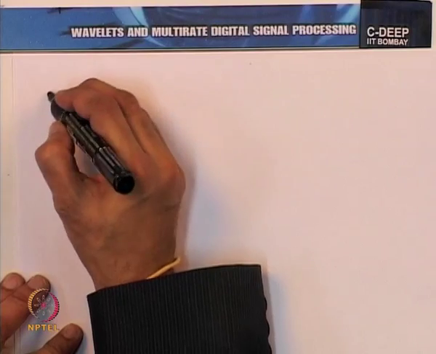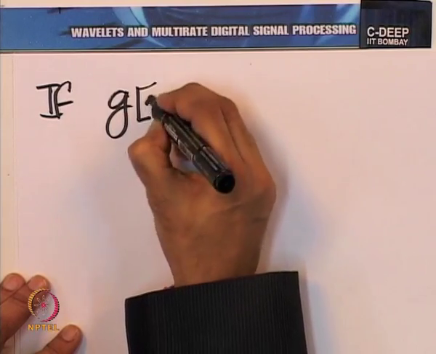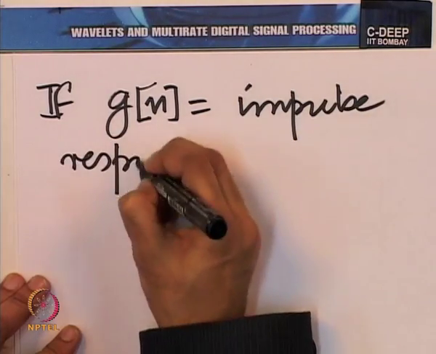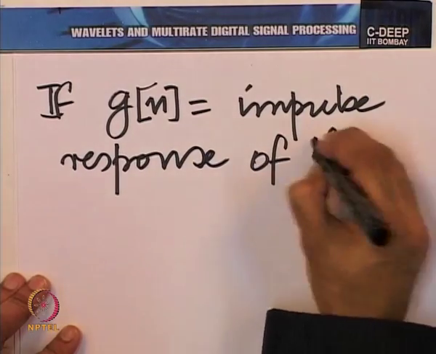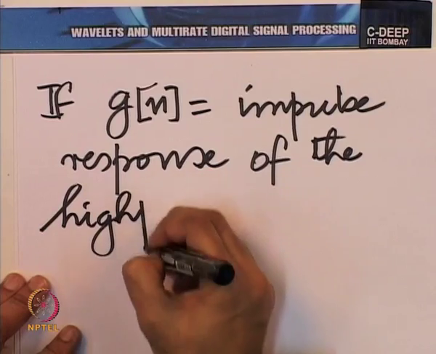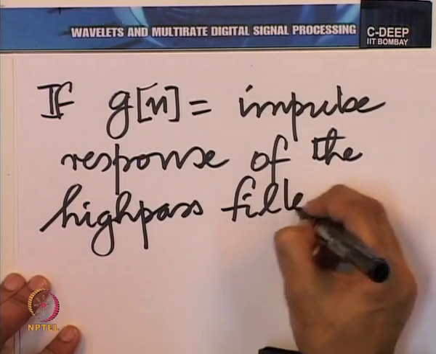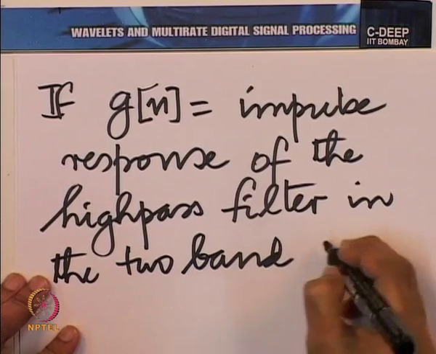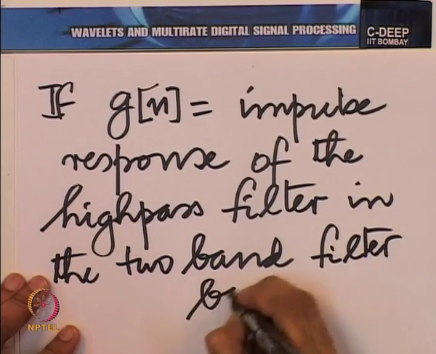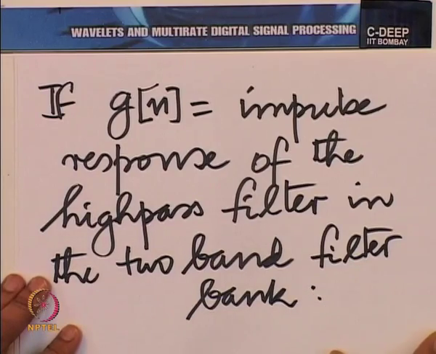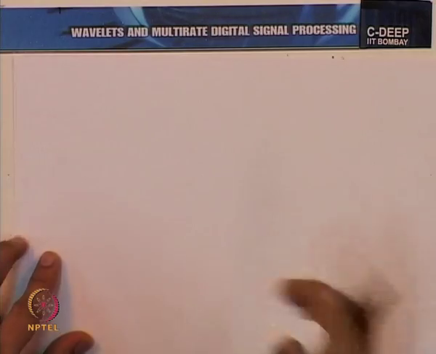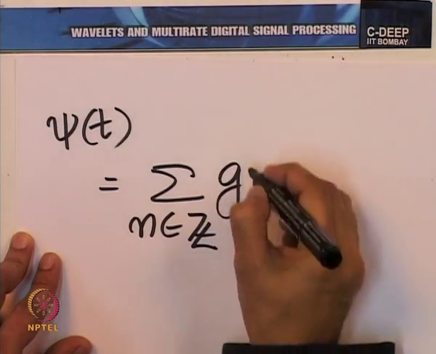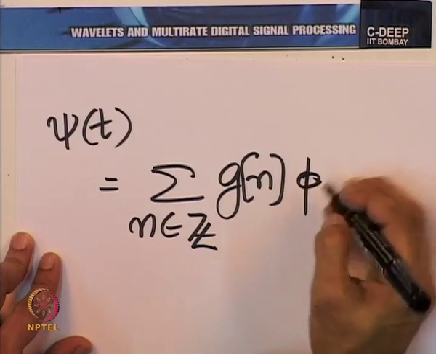And conversely, if G n is the impulse response of the high pass filter, in the two band filter bank, then we have psi t is summation n over the set of integers G n phi 2 t minus n.